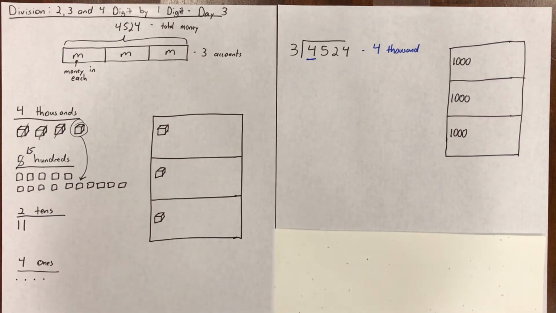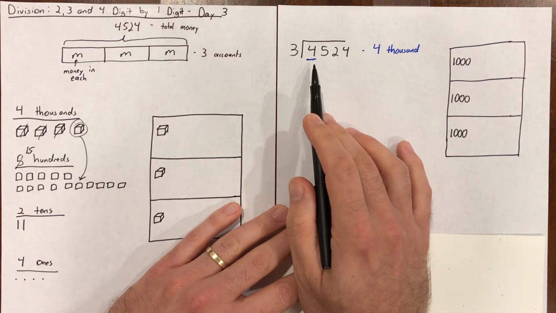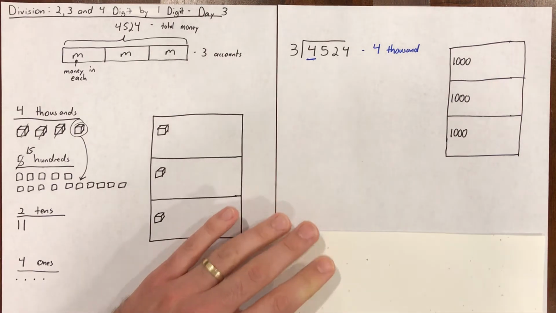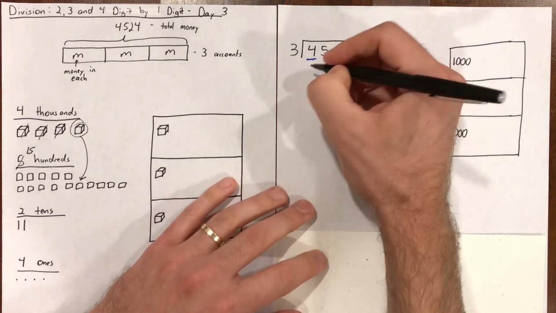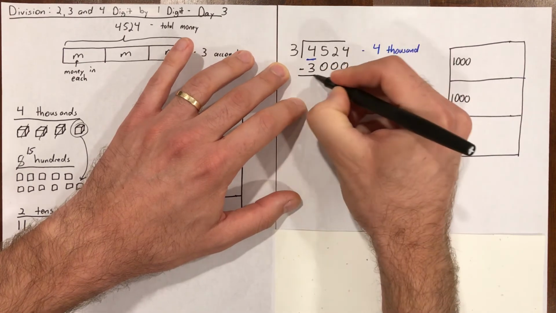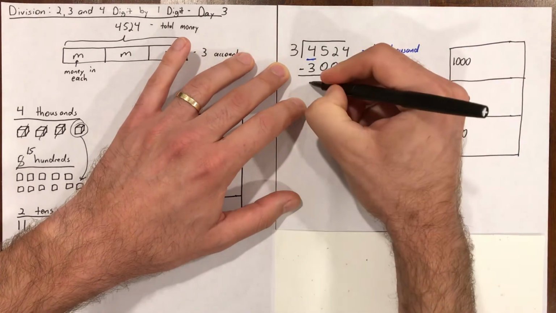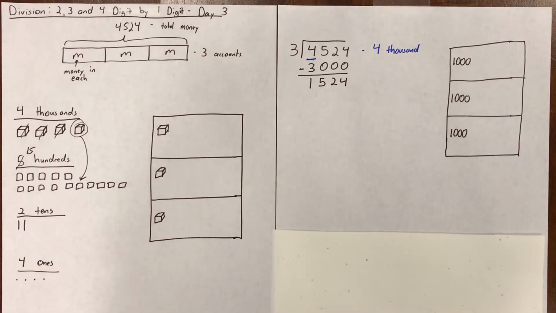Okay, so how will I show that I've shared 3,000 of my total 4,000s that I had to start? Think about how we kept track of our total yesterday. Go ahead and say it out loud. Yeah, I can subtract 3,000 from the total because that's how much I've shared into my groups. I'll be left with 1,524. Okay, what place will I share next? Say it out loud.